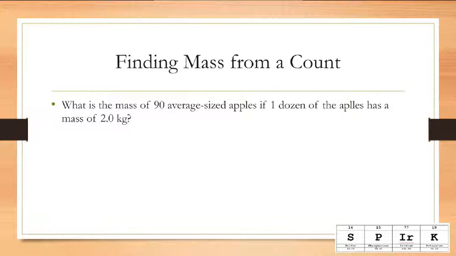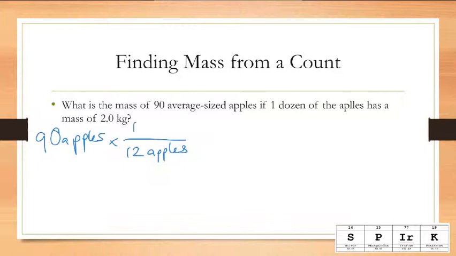The first thing we want to do, like when we did conversions in the past, is start with what we know. So we know that we have 90 apples. And if we remember from that last slide, there are 12 apples in a dozen, but we want the units of apples to cancel out because we want to end up with kilograms. So 12 apples is going to be on the bottom, and that's equivalent to 1 dozen apples. We're going to squeeze that all in there.